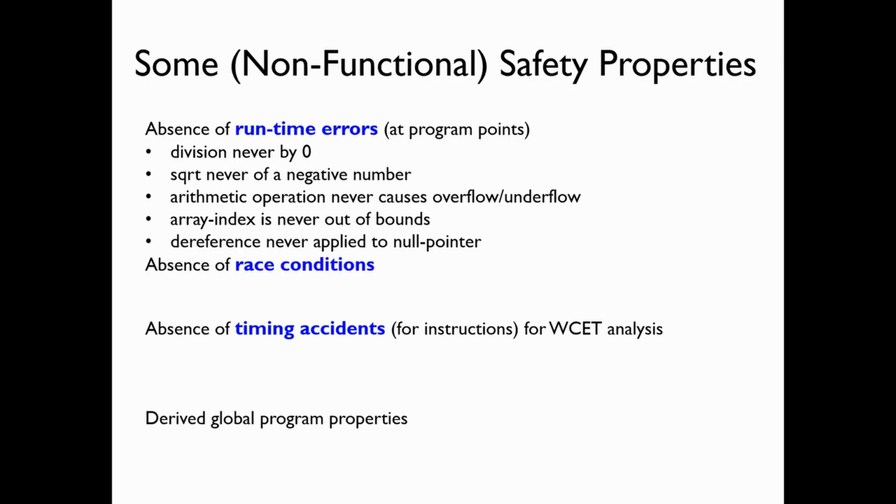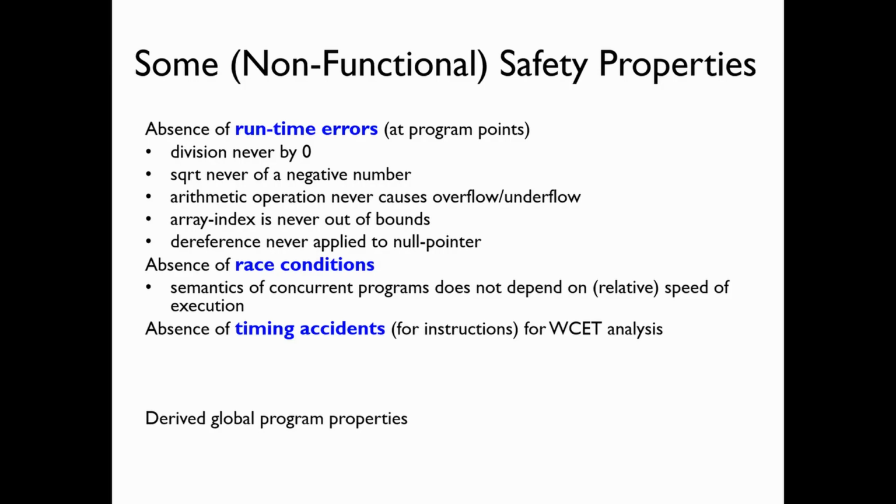Then there is the absence of race conditions. You may remember race conditions mentioned earlier on. Concurrent programs accessing shared variables have race conditions if they have potentially different outcomes depending on the order of writes to the shared variables. The absence of race conditions means the semantics of a concurrent program does not depend on the relative speed of execution.